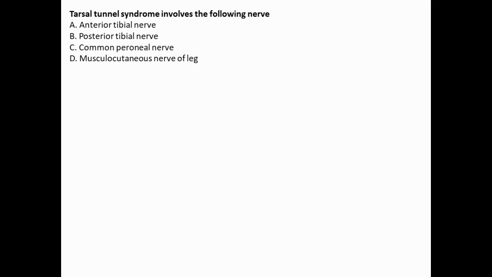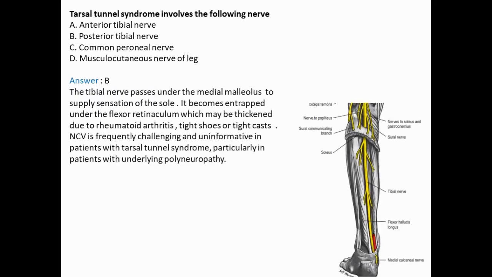The next question. Tarsal tunnel syndrome involves the following nerve: anterotibial nerve, posterotibial nerve, common peroneal nerve, musculocutaneous nerve of leg. The answer is B, posterotibial nerve. When you look at this diagram, you see the tibial nerve passes under the medial malleolus to supply sensation of the sole. It becomes entrapped under the flexor retinaculum, which may be thickened due to rheumatoid arthritis, tight shoes, or tight casts. Nerve conduction velocity is frequently challenging and uninformative in patients with tarsal tunnel syndrome, particularly in patients with underlying polyneuropathy.